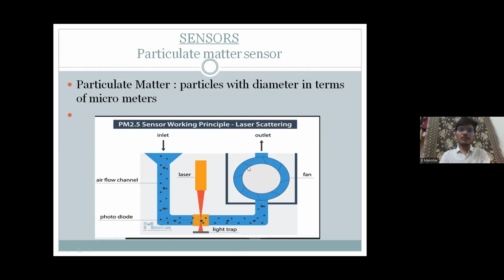And this is the working principle of the particulate matter sensor. Moreover, particulate matter is of two types: PM2.5 and PM10. PM10 means the particles with a 10 micrometer diameter, and PM2.5 means the particles of 2.5 micrometer diameter, and these sensors detect the corresponding matter.